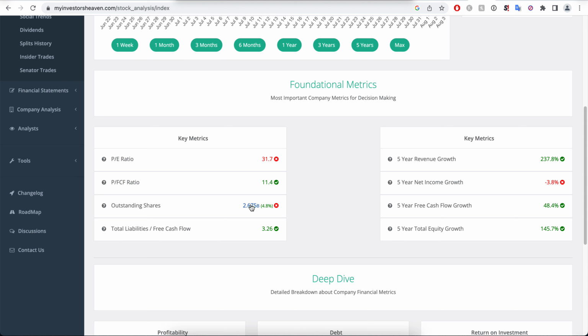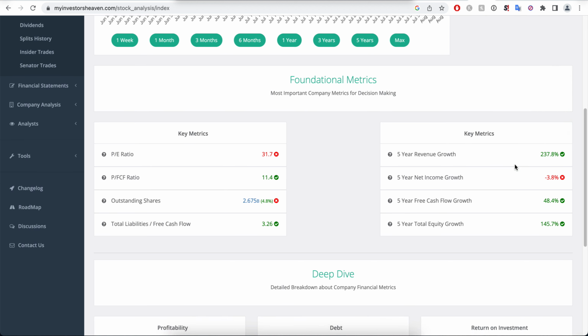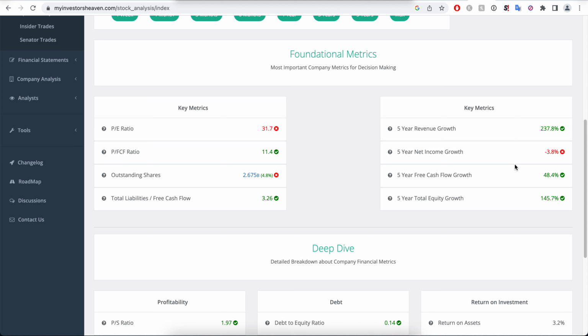Now, the outstanding shares have been going down, and we know that Alibaba is going to be buying back some shares. The fact that they have total liabilities to free cash flow of about 3.2 years means they are very solvent, because it would take them about 3.2 years of last year's free cash flow to pay back all the total liabilities, meaning not much debt is going on. And revenue keeps growing, and the results show that revenue keeps increasing, at least more than expected.